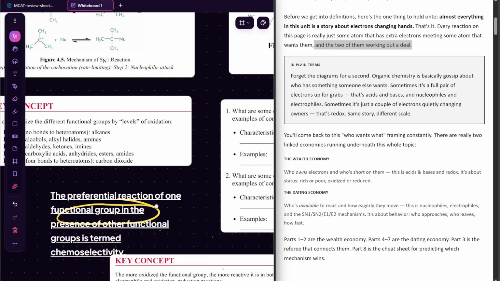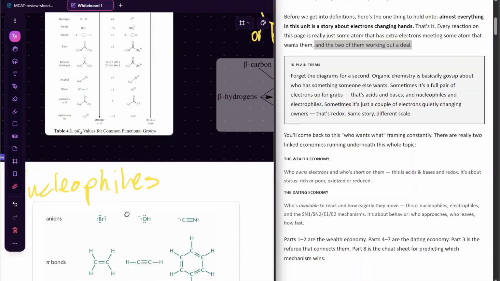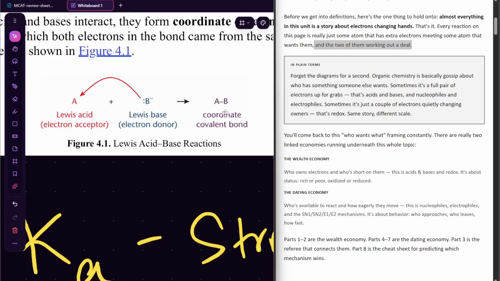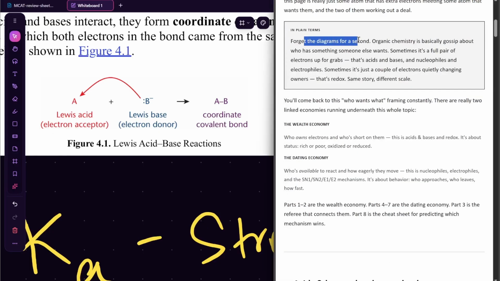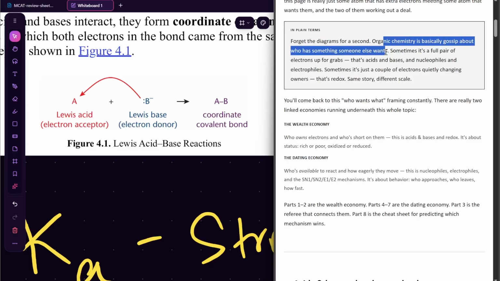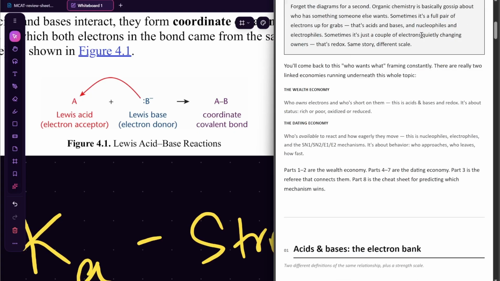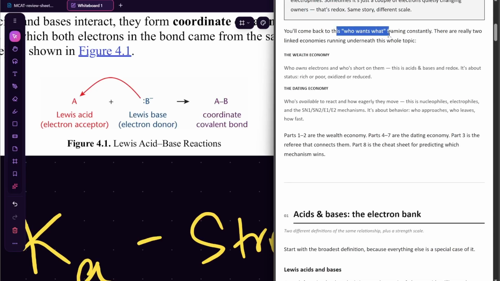I'm not sure if I'm allowed to show all of these pictures from the textbook, but if you look over here, between a Lewis acid and a Lewis base, they form a coordinate covalent bond. And so this is all a story about electrons being accepted and electrons being donated. So forget the diagrams for a second, or the complicated-looking ones at least. Organic chemistry is basically gossip about who has something that someone else wants. Sometimes it's a full pair of electrons up for grabs, and that's for acids and bases, and nucleophiles and electrophiles. And sometimes it's just a couple of electrons quietly changing owners, and that's redox. So it's about who wants what.